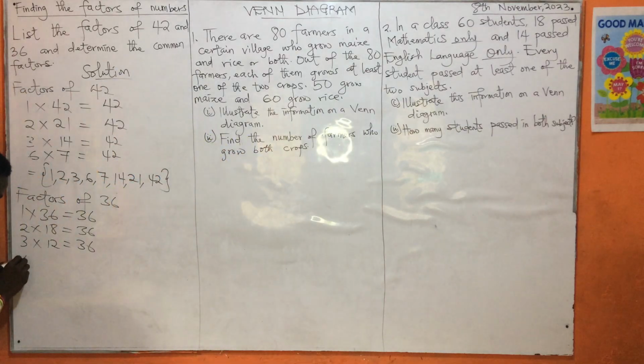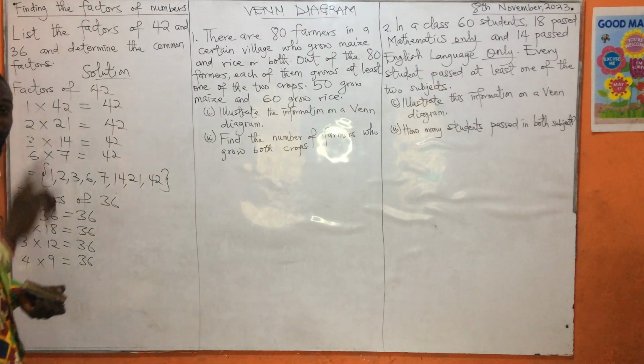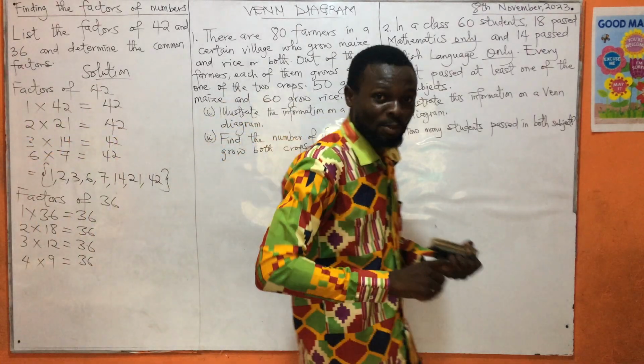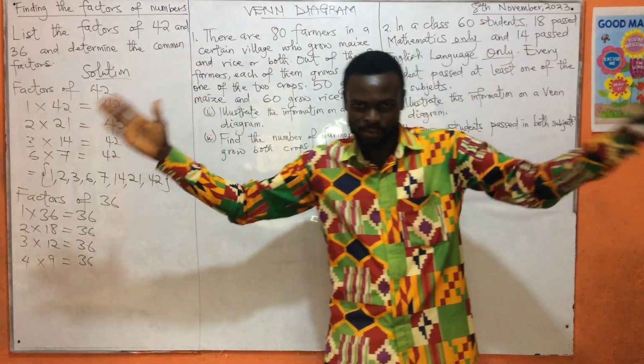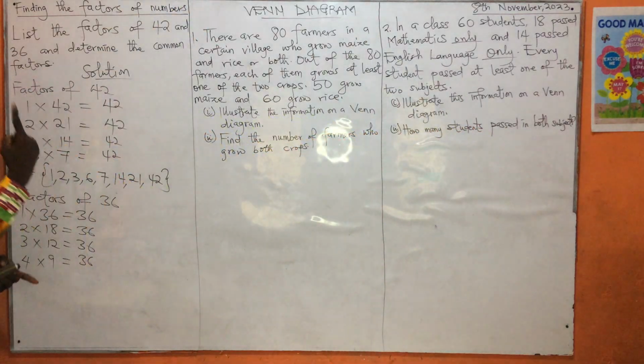So it means 4 and 9 are also factors of 36, because 4 times 9 is 36. 4 times 10 is 40, in that order. So after 4, we go to 5.